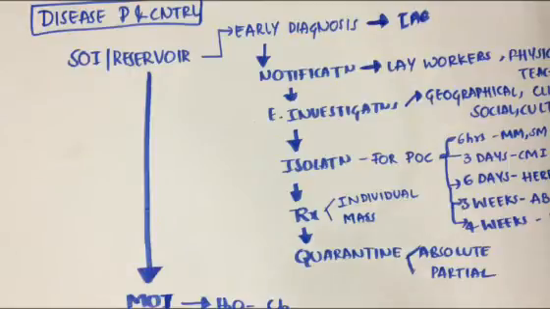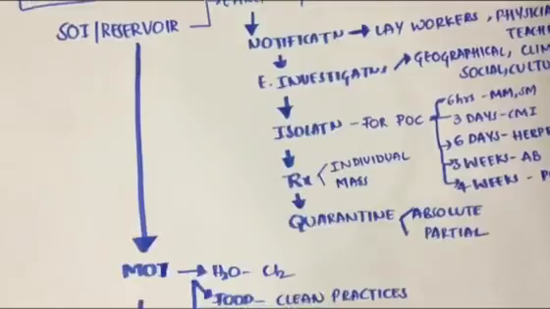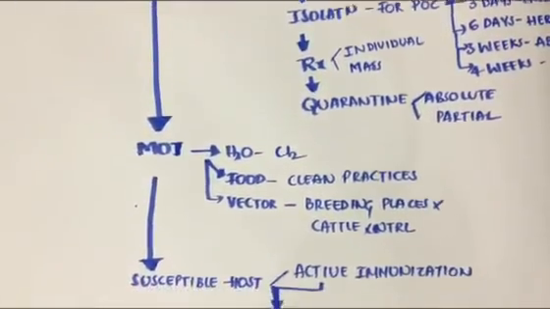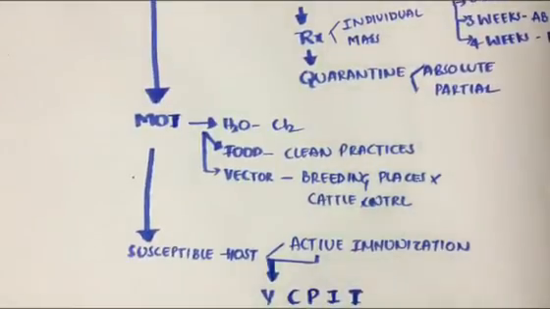It is differentiated from the isolation. Isolation is the separation of the person for period of communicability, whereas in quarantine we are limiting the freedom of movement. Then comes mode of transmission. We have to interrupt the modes of transmission. Like modes of transmission are water, food, vectors and all. Water can be interrupted by just simple chlorination.